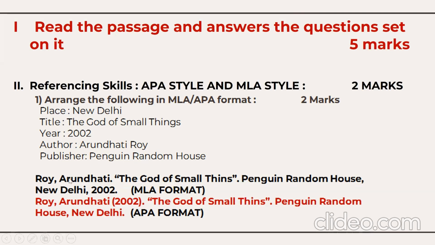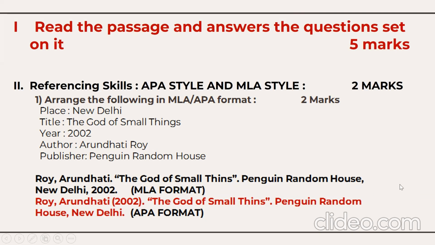When you write in the MLA or the APA format, what do we do first? We write the last name of the author first, comma, then the first name, then the title of the book in double inverted commas, full stop, then the publisher name, comma, then the place of publication, comma, and the year of publication. That is the MLA format.